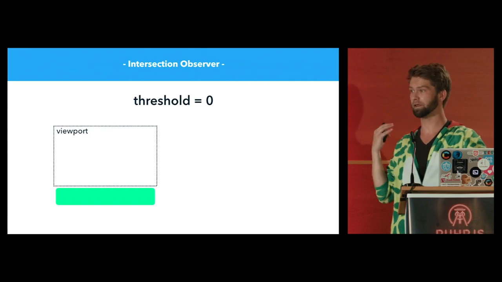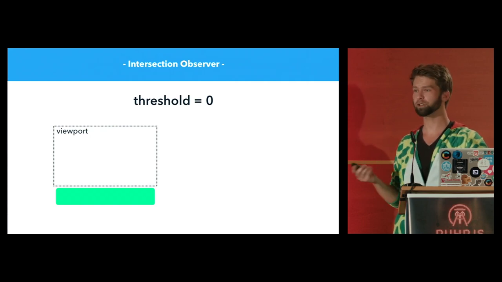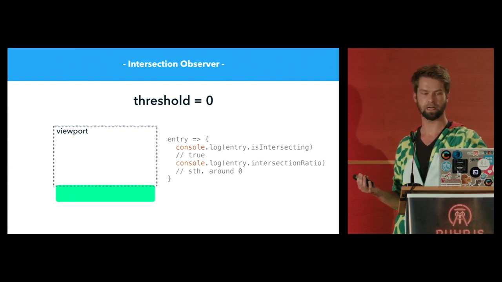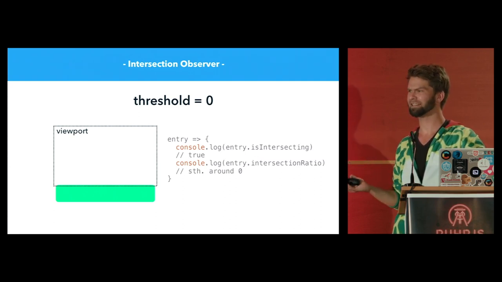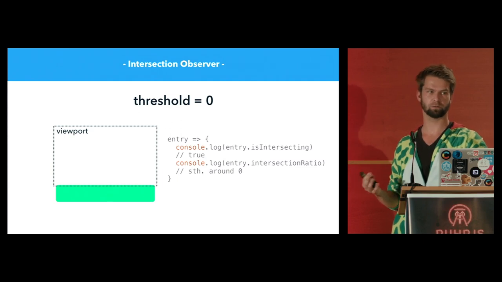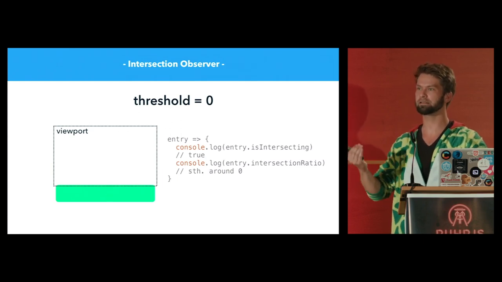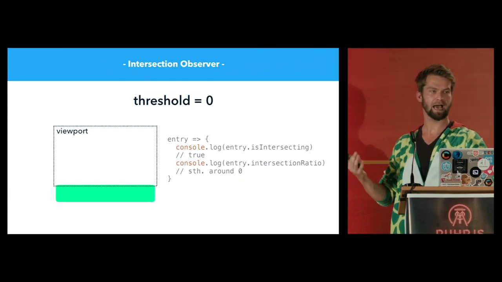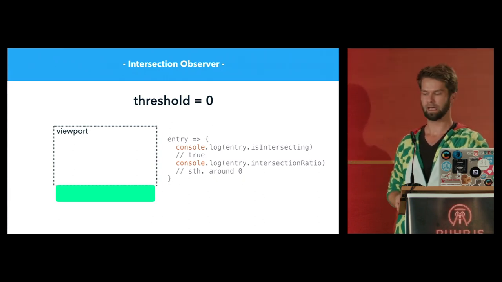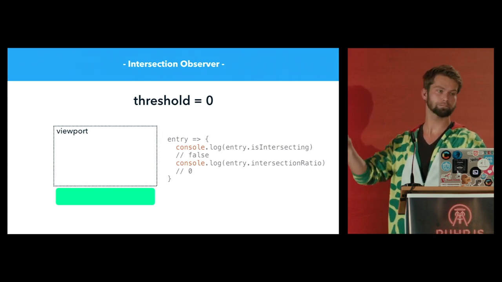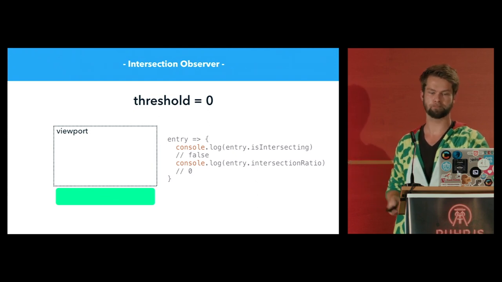So when we define a threshold of 0, what do we get? When it's entering the viewport, we get isIntersecting true, and an intersection ratio that is something around 0. Why something? Because it's asynchronous. The browser decides when it has time to figure out if something is visible. And when it's then leaving the viewport, we get isIntersecting false, and the intersection ratio is 0. Because, well, it cannot go below 0 here.